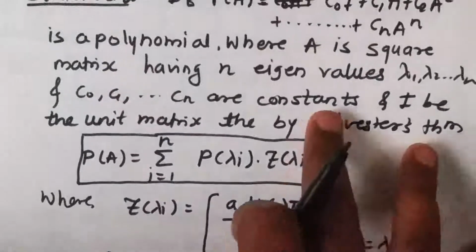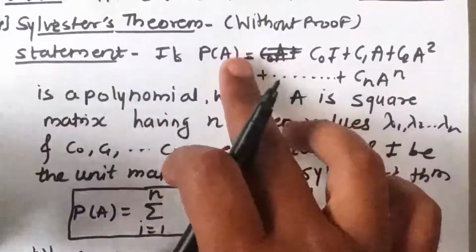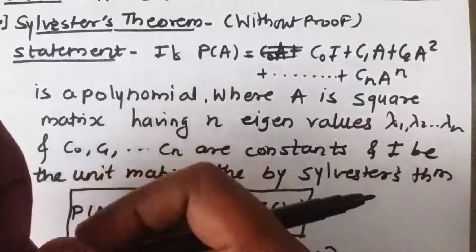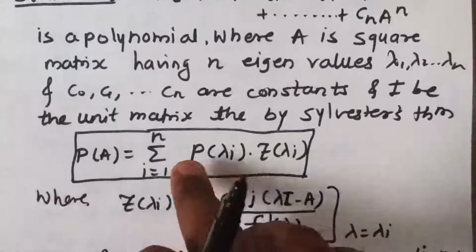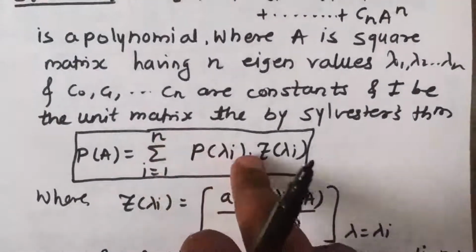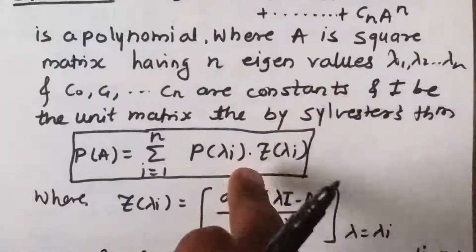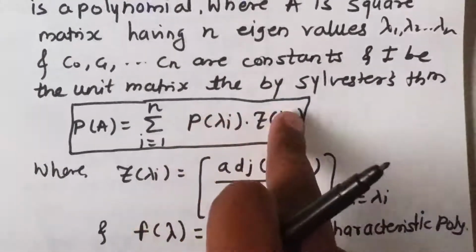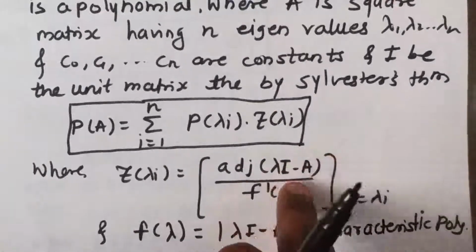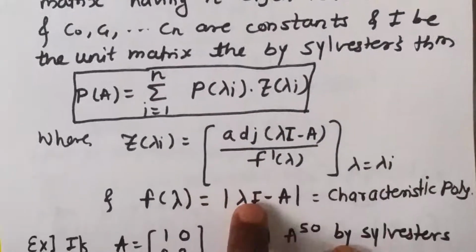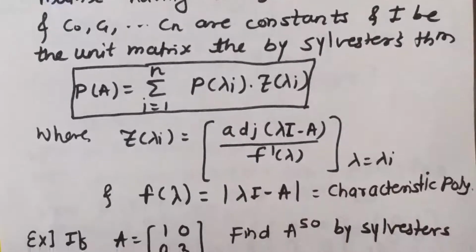Now in examples of Sylvester's theorem, you need to calculate the value of P of A. Some function of A will be in front of you, and the value of P of A can be calculated using this formula, that is summation I ranges from 1 to n, P of lambda I, Z of lambda I. This you need to remember well. And again, what is the value of Z of lambda I? That you also must know: adjoint of lambda I minus A divided by f dash of lambda, where f of lambda is the determinant of lambda I minus A, which is the characteristic polynomial of that matrix.